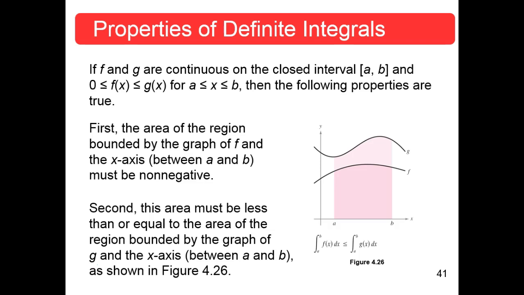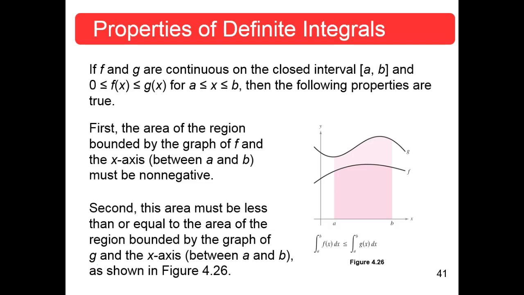So the integral from a to b of f of x dx is always less than or equal to the integral from a to b of g of x dx, if g of x is always greater than or equal to f of x. And they're both always positive. All right.